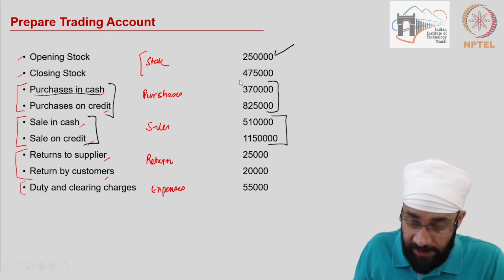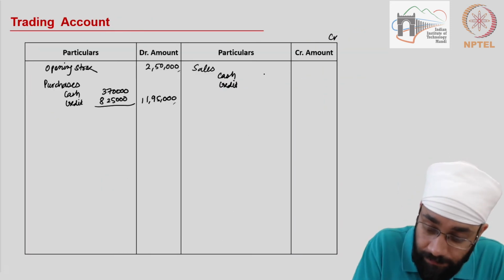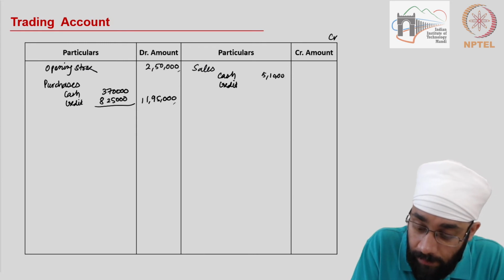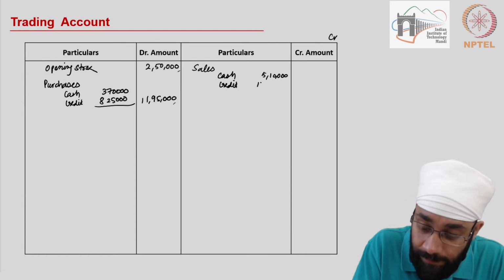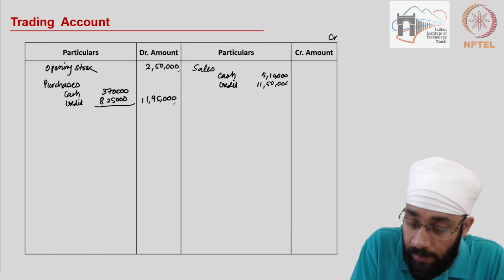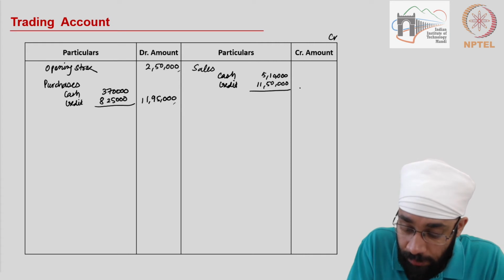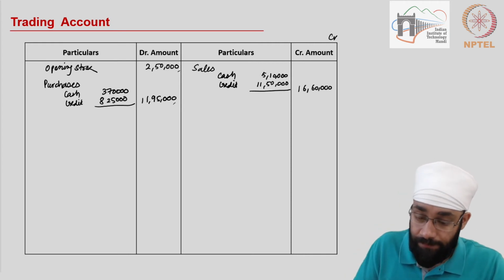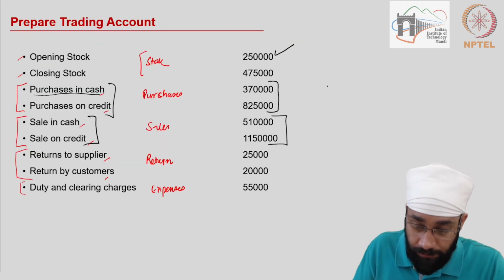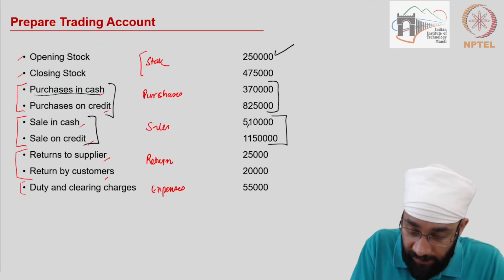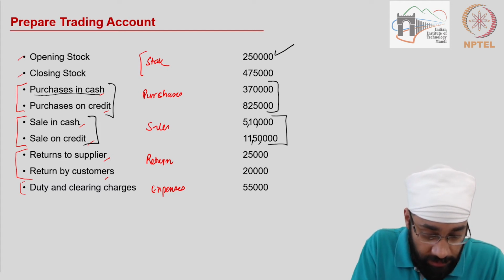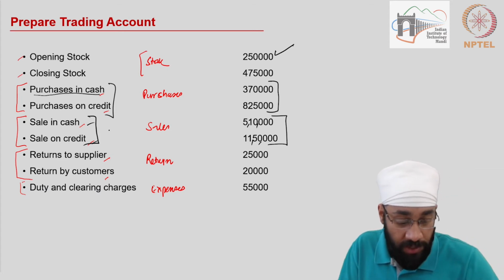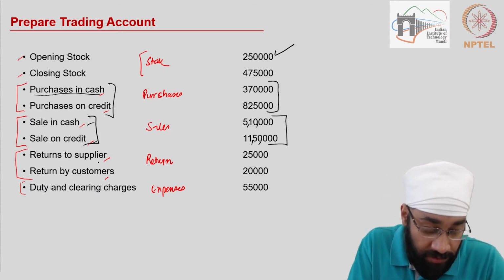So cash sale is 5,10,000. And the credit sale is 11,50,000. The total sale comes out to be 16,60,000. So 5,10,000, 11,50,000 done. So cash and credit both are done. Next up, you have returns.